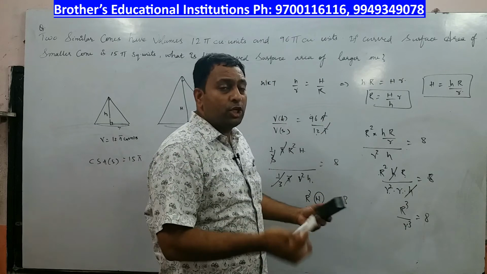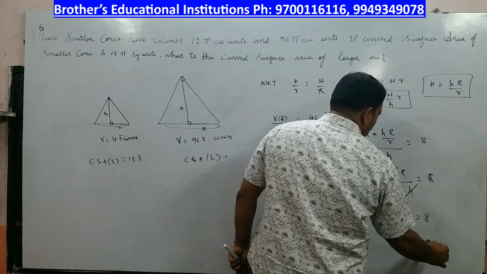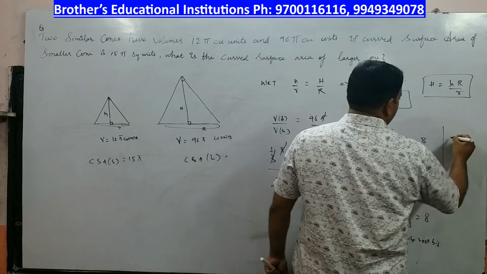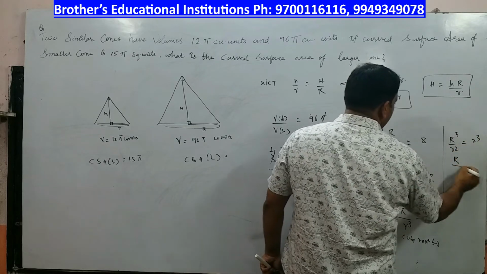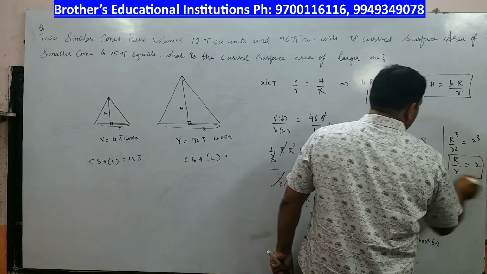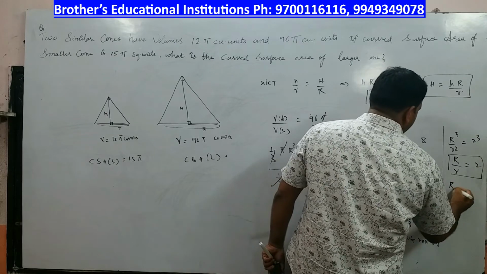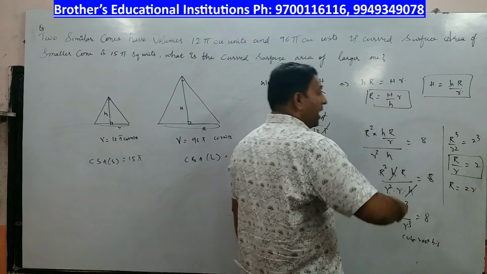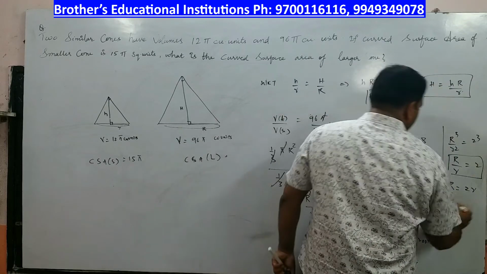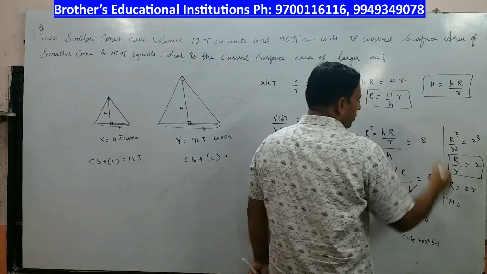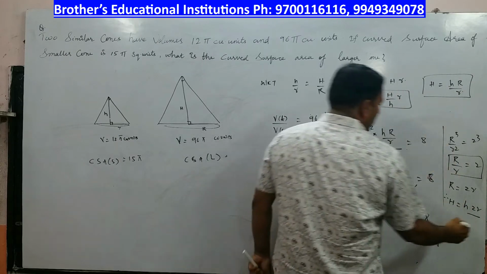Now I will say take cube root on both sides. When you take cube root on both sides, what will you get? You will get capital R cube by small r cube is equal to 2 cube. So when you take cube root on both sides, capital R by small r is equal to 2. So you have a relationship between capital R and small r. I can say that capital R is equal to 2 times small r. Alright. So if I replace this relationship in capital H, therefore capital H will be equal to what? Small h into capital R, what is capital R? 2 times small r by r. So r cancel.